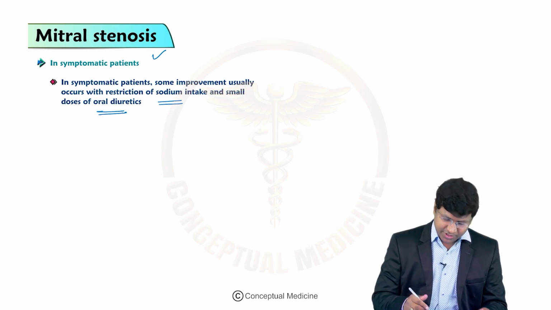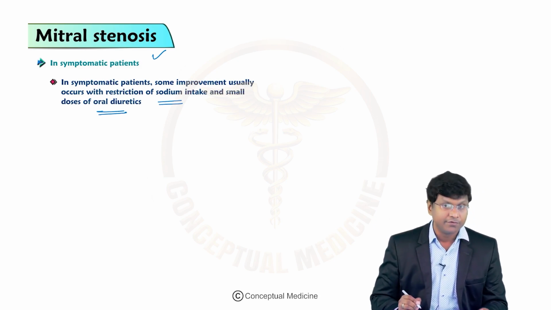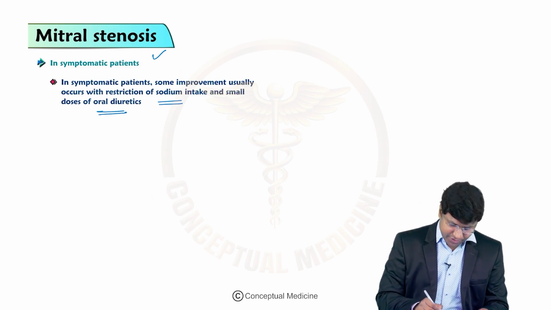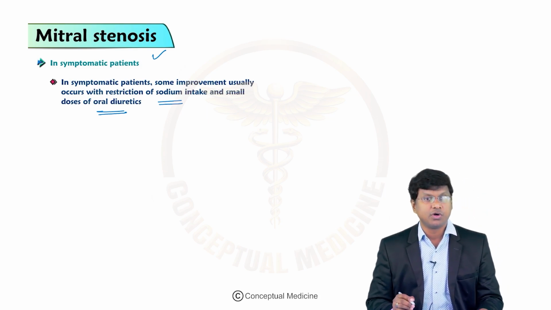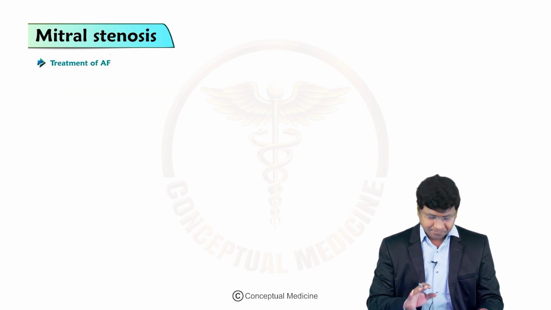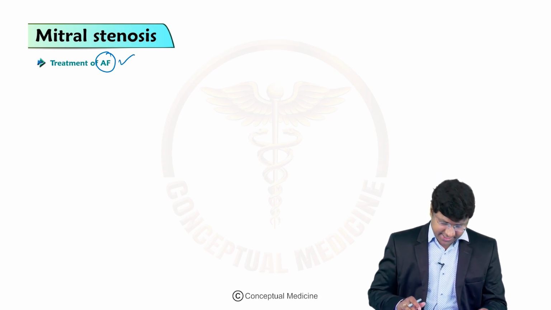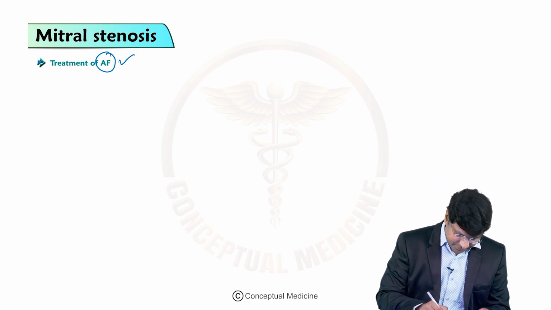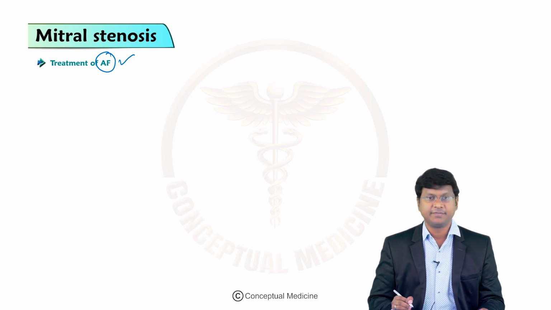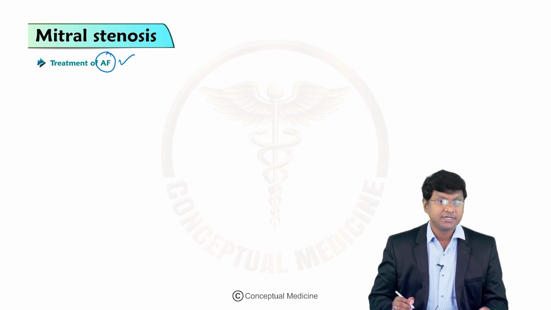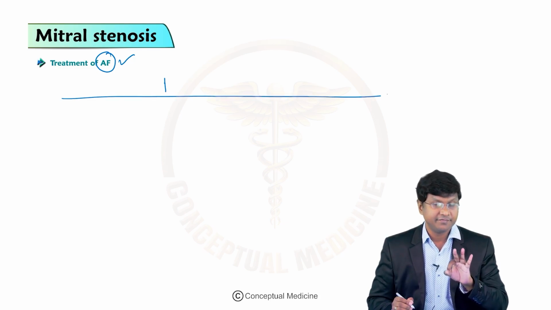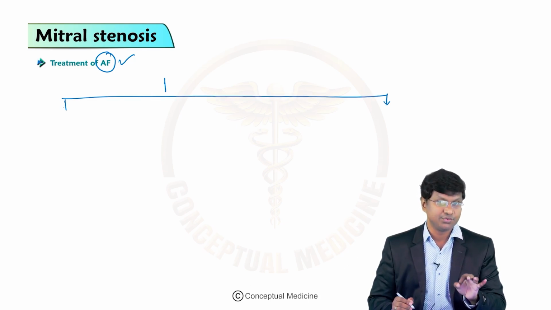So in them, you need to do restriction of the sodium intake, and you need to give small doses of the oral diuretics. This will be the treatment for the symptomatic individuals. And then finally, treatment of the atrial fibrillation. We have three groups of drugs that we need to give in these individuals.